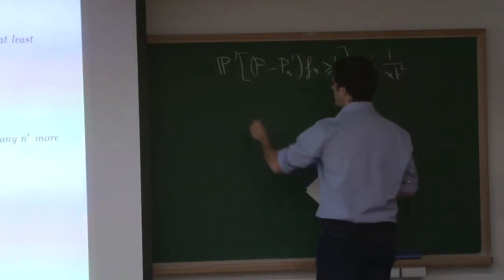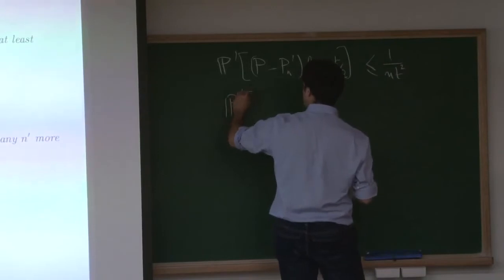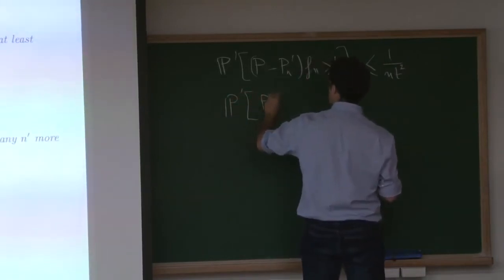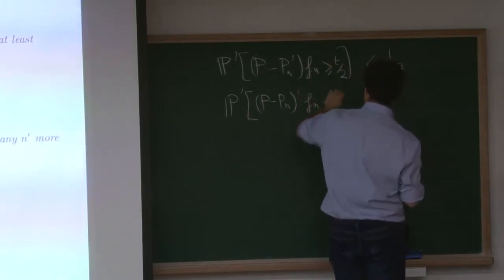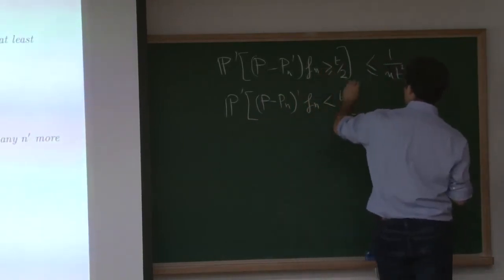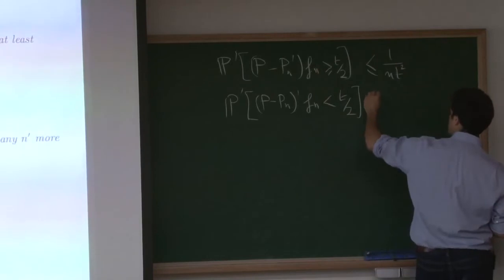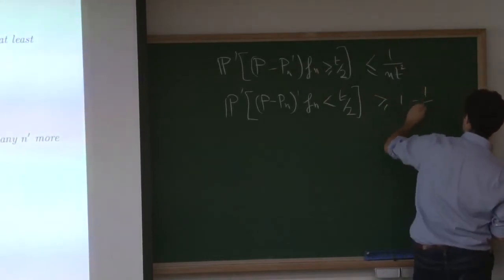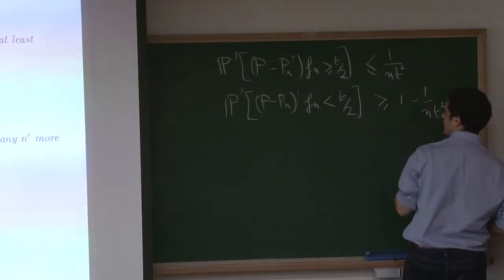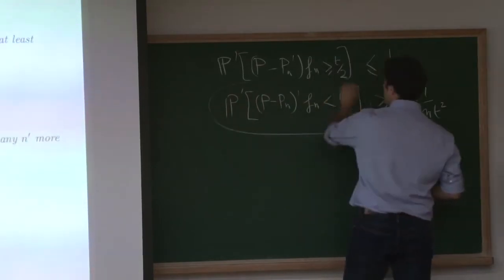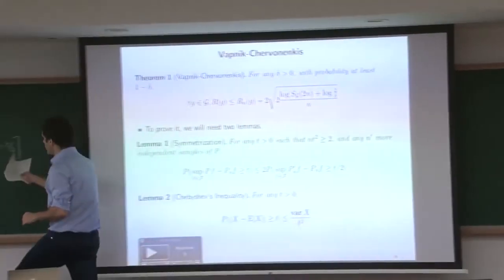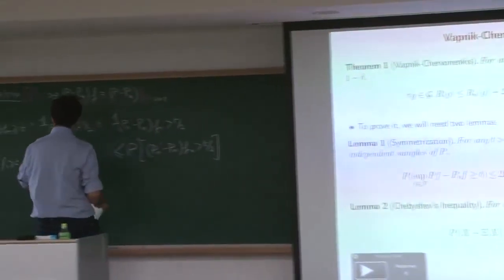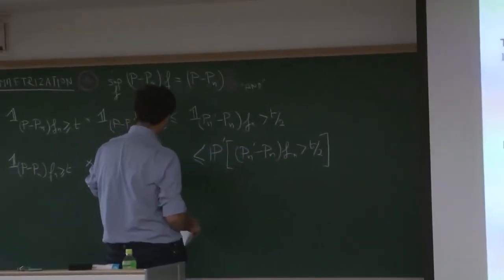So basically, the probability with respect to P prime of P minus Pn prime of Fn smaller than T divided by 2 here is bigger than 1 minus 1 divided by nt squared. And this is a term here that we had there. So we can again lower bound this by 1 minus 1 over nt squared.